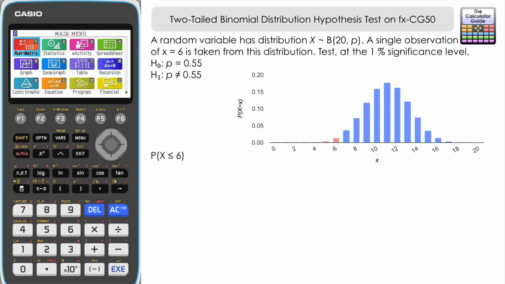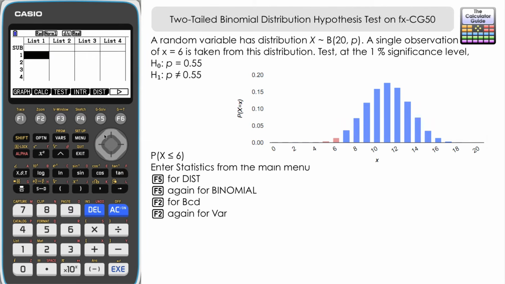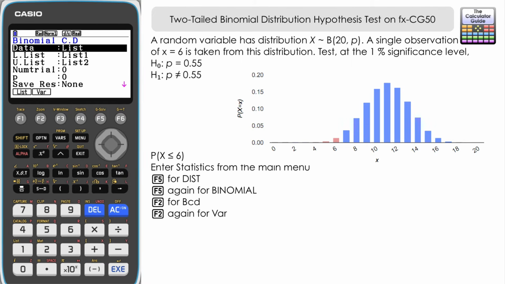So let's input the information into the CG50. From the main menu we want Statistics, so navigate there, and we want F5 for Distribution and F5 again for Binomial. Because we want up to and including 6, we want binomial cumulative distribution, so that's F2. And when we have the input page here, we want F2 once more because we want to input variables rather than a list.